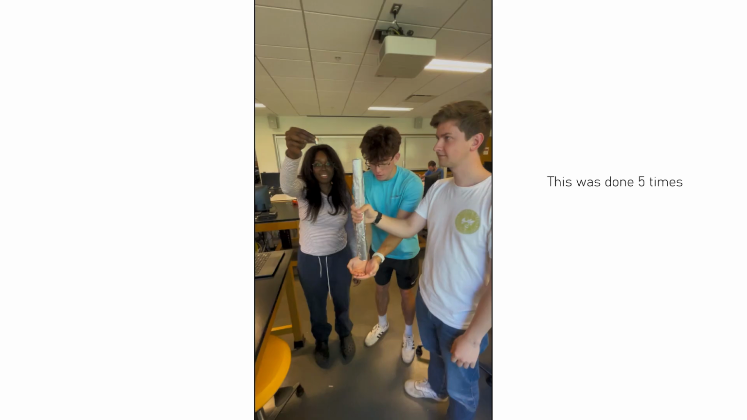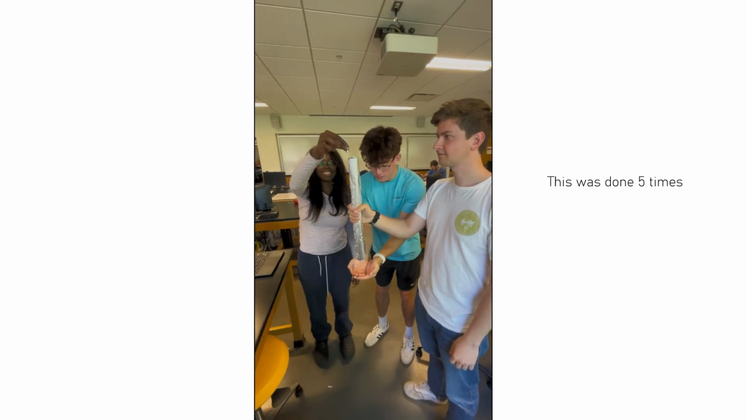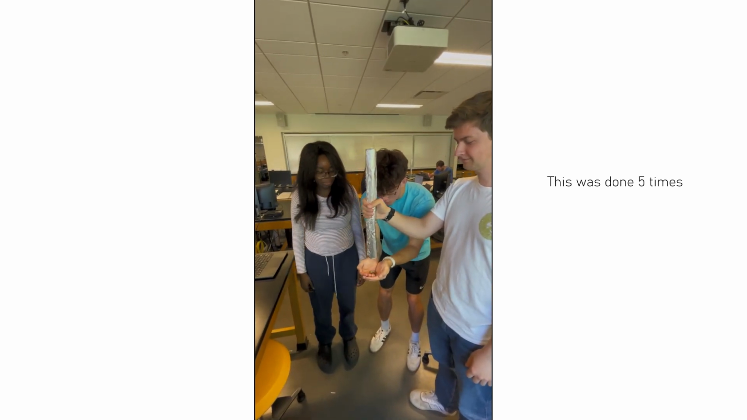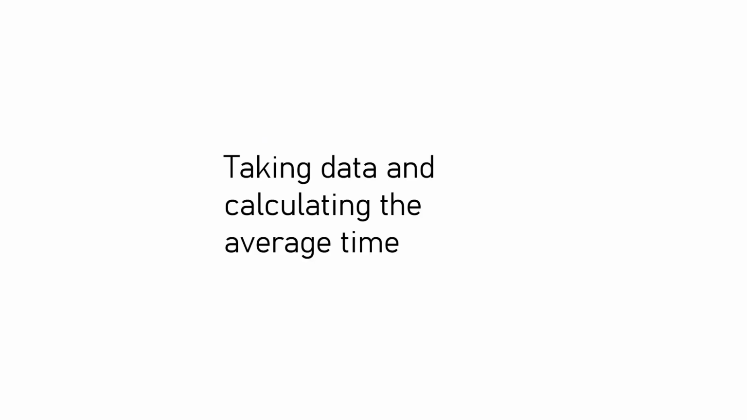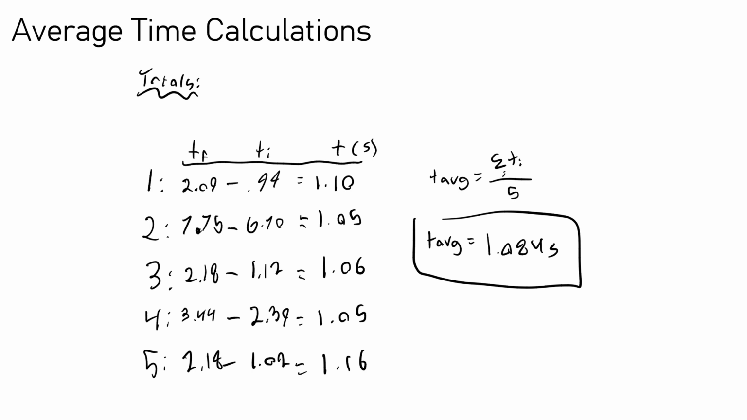Getting into the actual experiment, here's a video of one of the trials, and this was done 5 times, and I observed every time to look at the average time. So taking the data and calculating the average time, I just went through the video, looked at when it entered and exited the tube, and then found the delta t for each one, and then added them all together and divided it by 5.